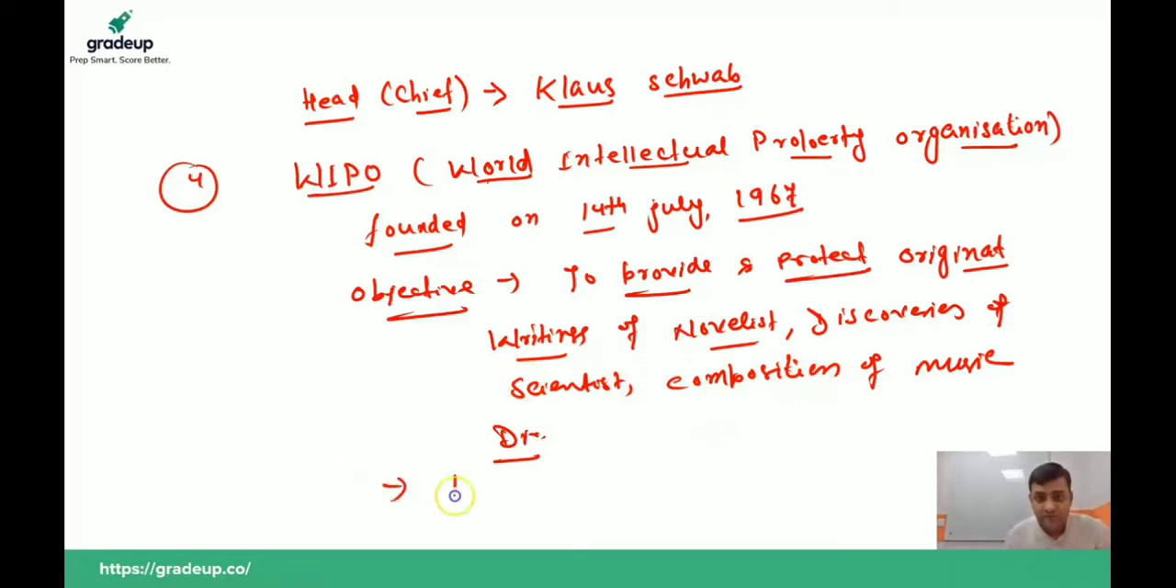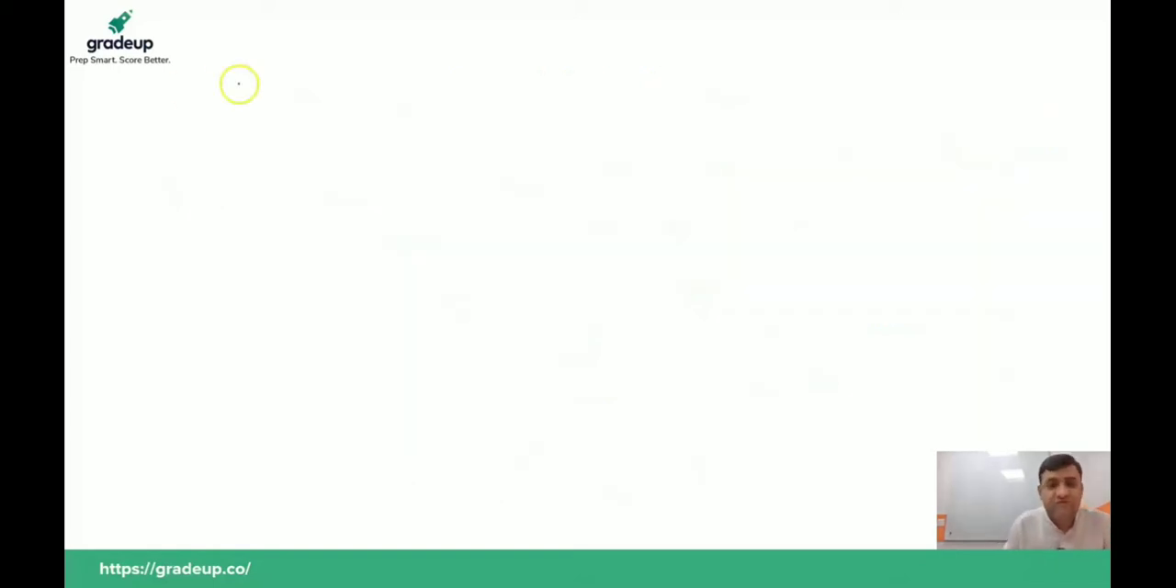And this WIPO is headquartered at Geneva, which is in Switzerland. This is also the same place, Geneva, Switzerland. And remember, the head or chief of the World Intellectual Property Organization is Francis Gurry.